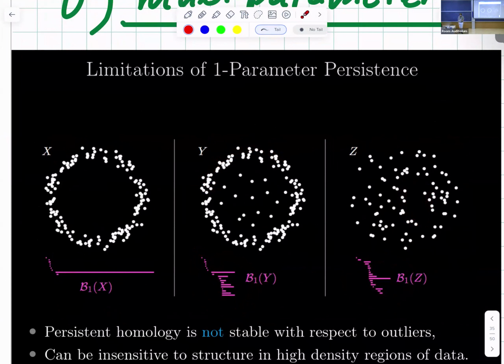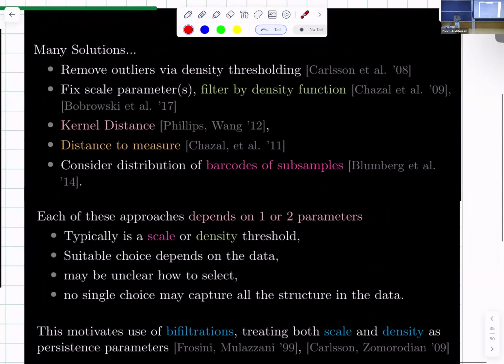But anyway, you always want to use persistence theory as one additional piece of information. I mean, that doesn't solve all your problems, that's for sure. Okay. So these are the limitations, and there's many solutions to overcome those limitations.